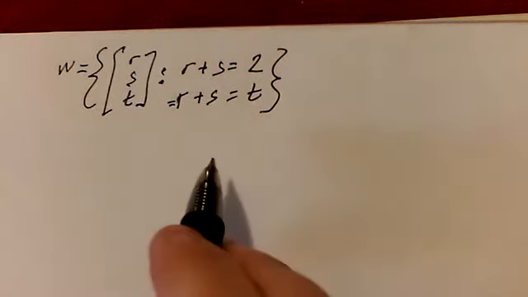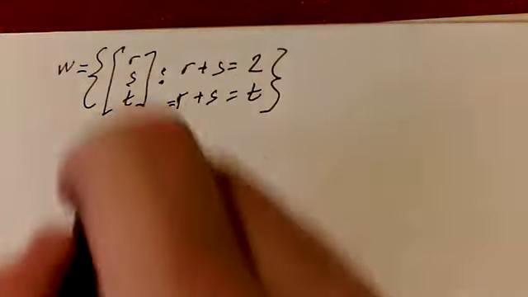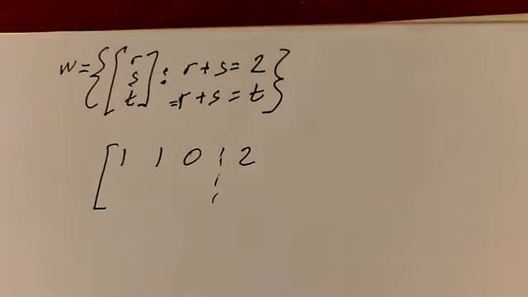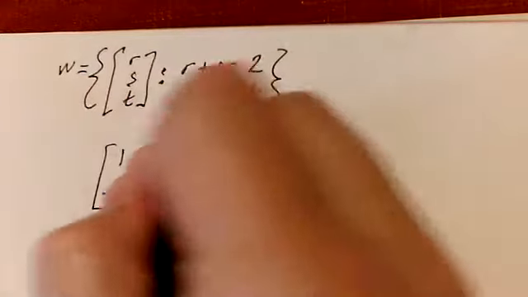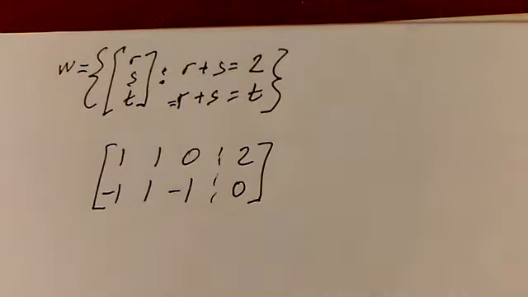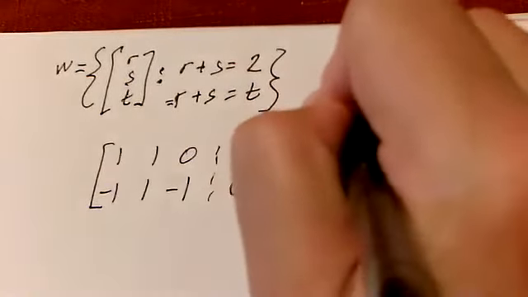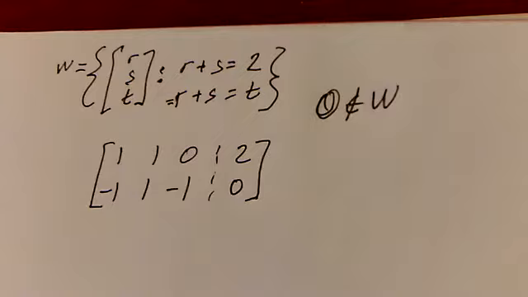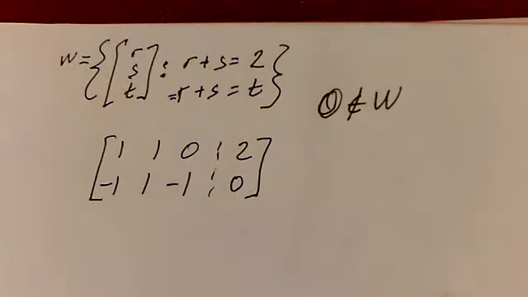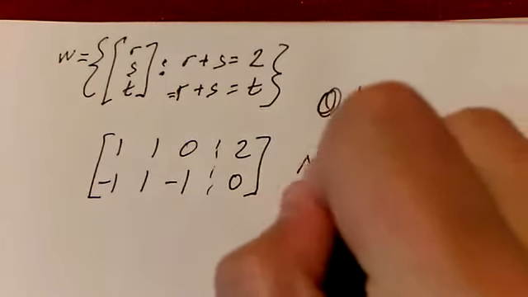Well, if I go to try to write the matrix for this, I'm going to have 1R, 1S, no T's, but then it's equal to 2 on the other side of the augment. I would have negative R, 1 copy of S, and then I would bring the T over. I get negative 1T, and that's equal to 0. But notice here that the 0 vector is not in W. Why? Because if I put in 0 for R and S, R plus S will not equal 2. So the 0 vector is not in W, so this is not a vector space.